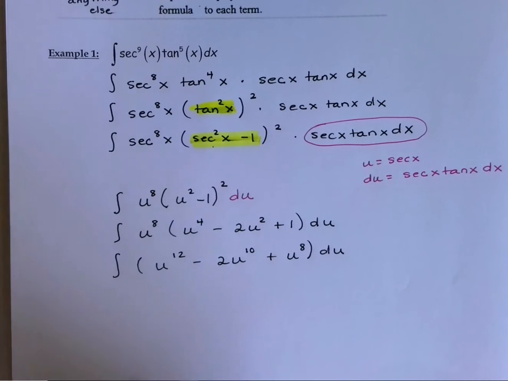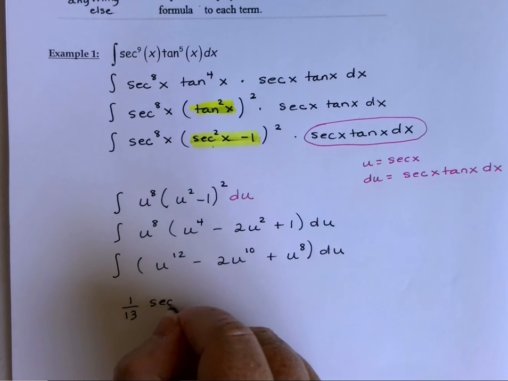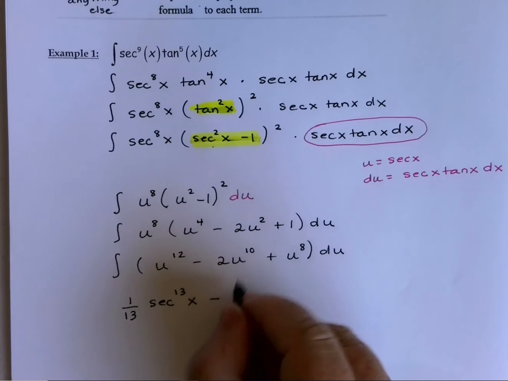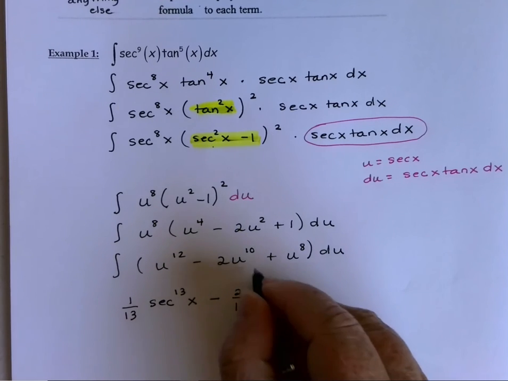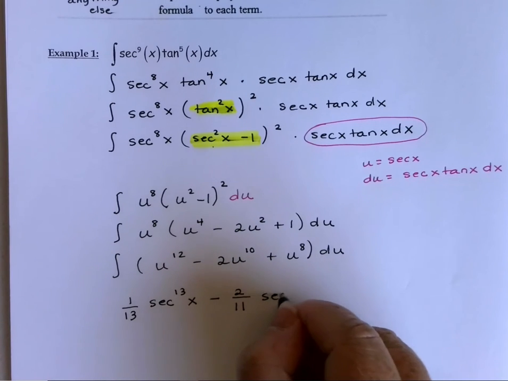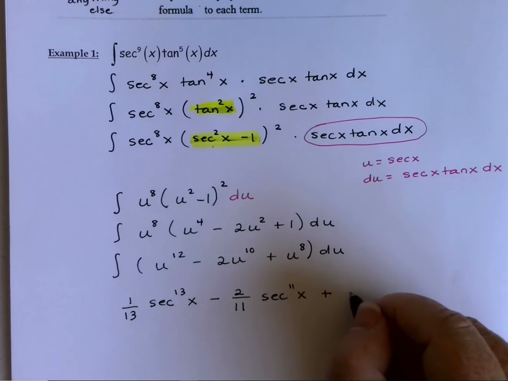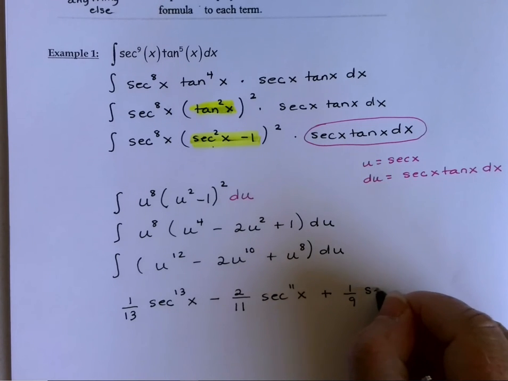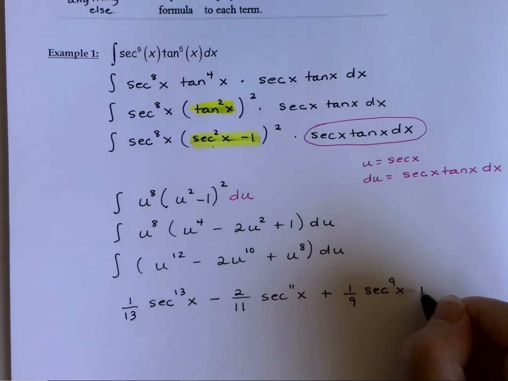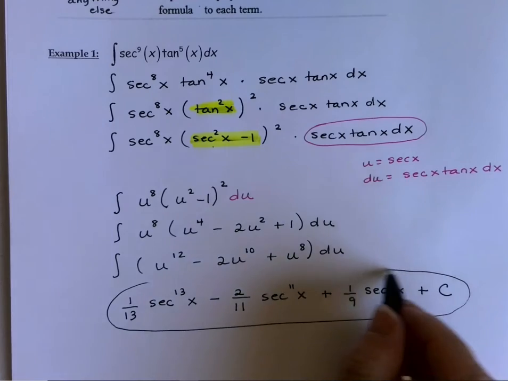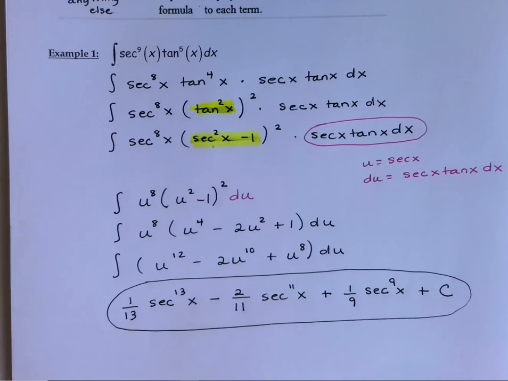Simple enough now to just use our power rules. So I'll get 1/13th, and that'll become u to the 13th. I'm going to write it right away as secant to the 13th of x. Minus, this one will be 2/11ths. And again, instead of u to the 11th, I'll make that secant to the 11th of x. Plus 1/9, and then that'll become secant to the 9th of x. Plus our constant of integration. And there we go.